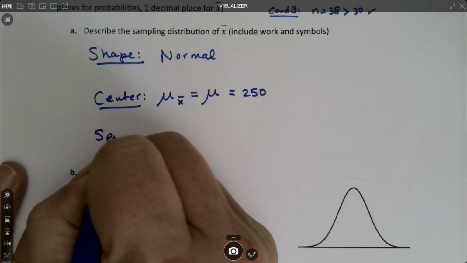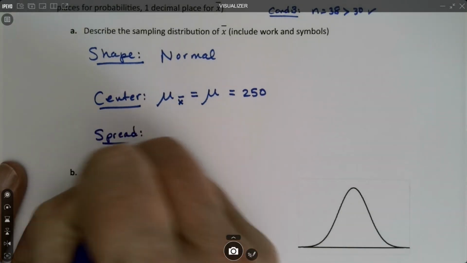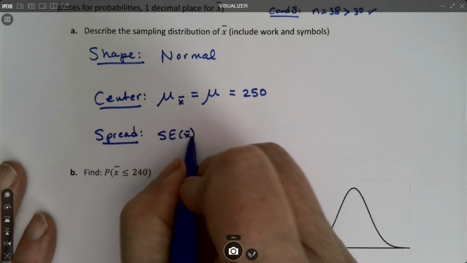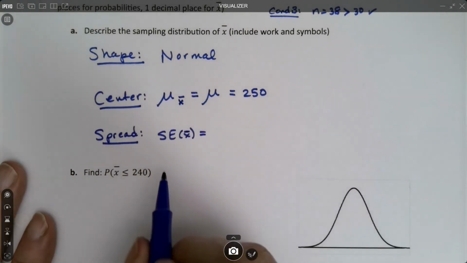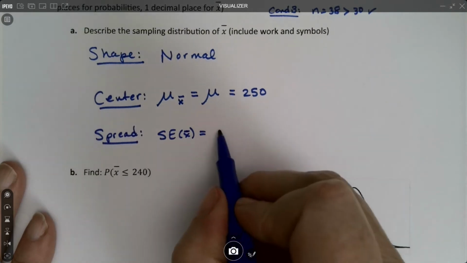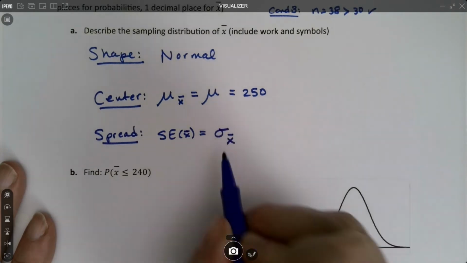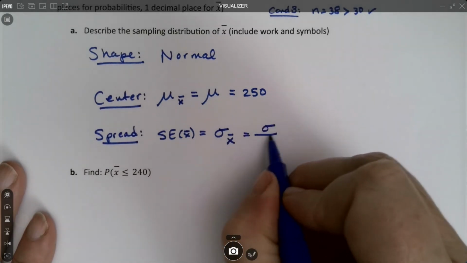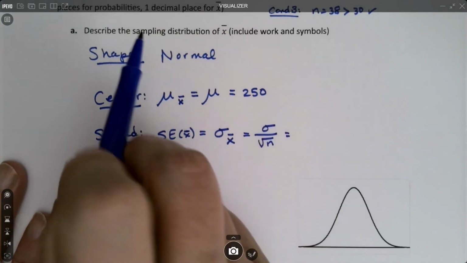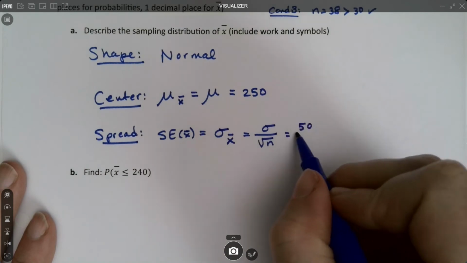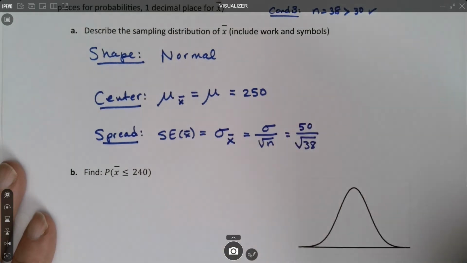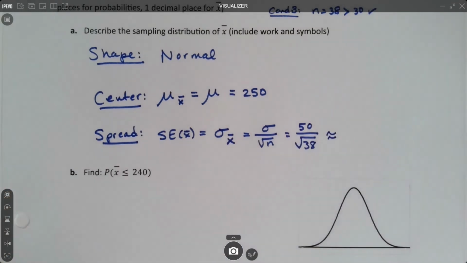Now our spread is the standard error of the x bar, which is kind of the newer way to write that. That's more modern notation. The more old-fashioned way to write it is sigma with a little x bar after it. And that would be sigma over the square root of n, which is 50 divided by the square root of 38. All right, so we need an approximation for that.